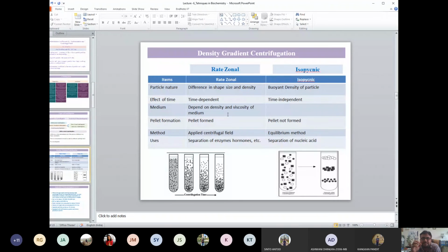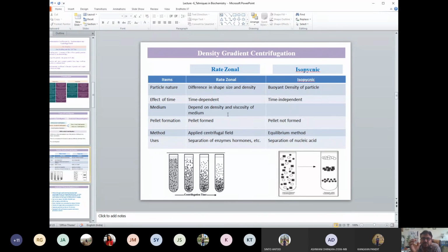So the first is the particle nature. In case of rate zonal, we basically target particles having differences in shape, size, and density for the separation using rate zonal centrifugation. Whereas in case of isopycnic, buoyant density of the particle is the basis through which we separate.